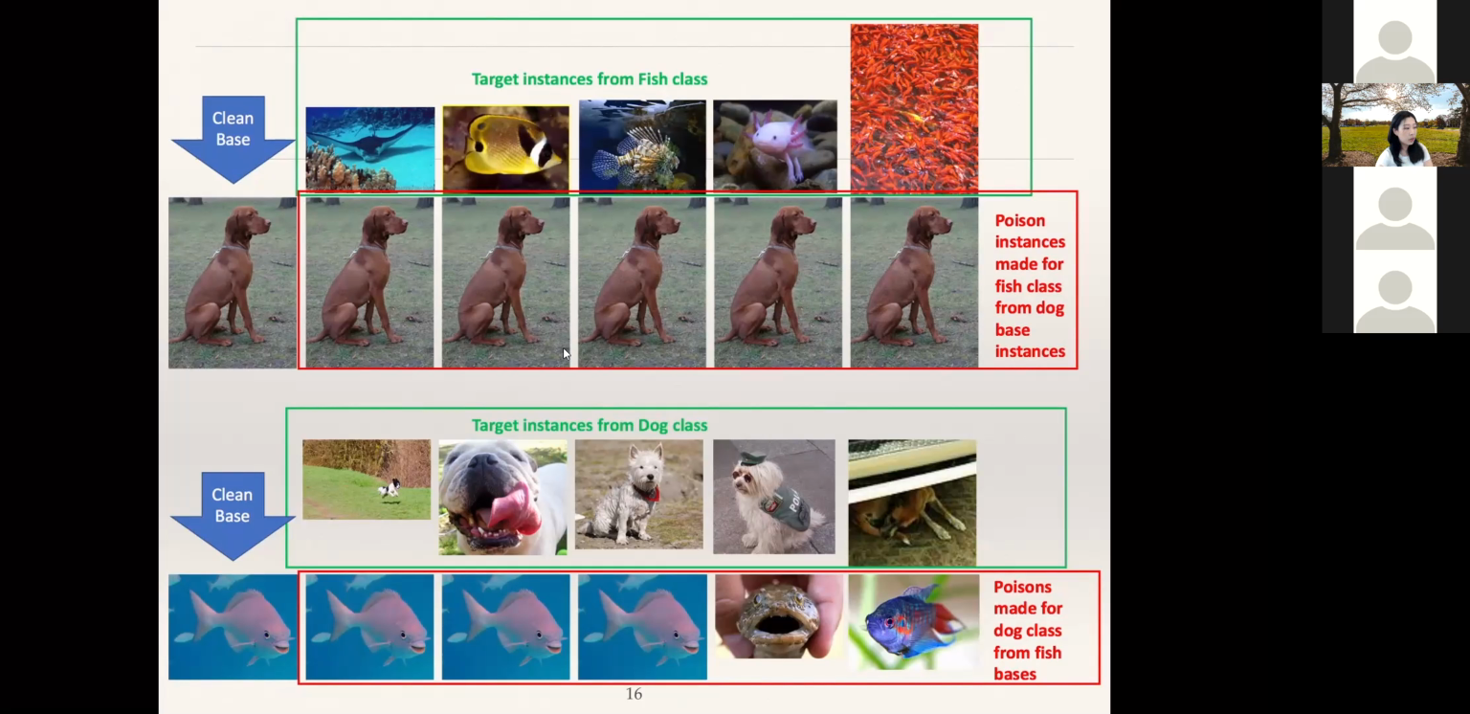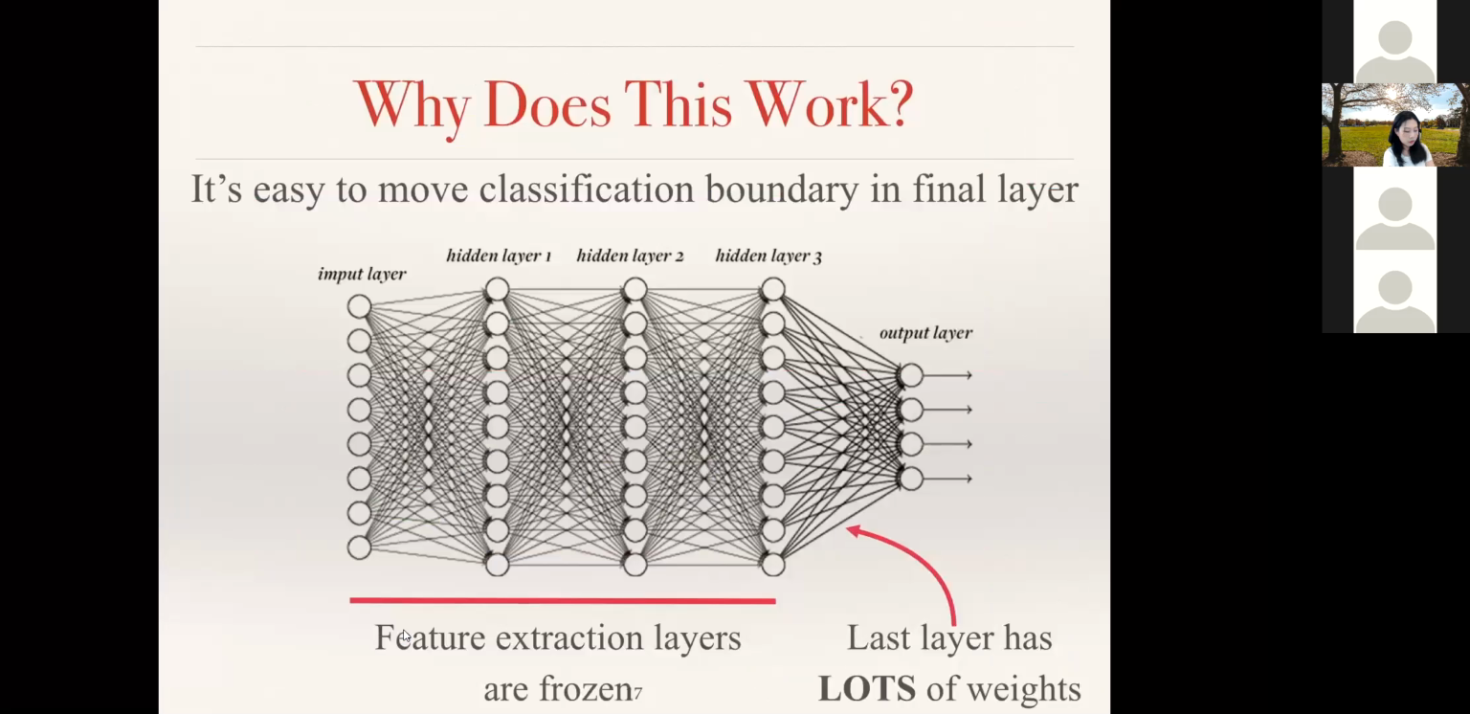Similarly, you could also use fish as a clean base, and then design all these poisoning instances made for the dog class from the fish base. Then all these dog images will be classified as a fish. So these are some examples we can see. This seems to be a very simple idea of crafting poisoning examples using so-called collision attacks. So then the question is, why does this work?